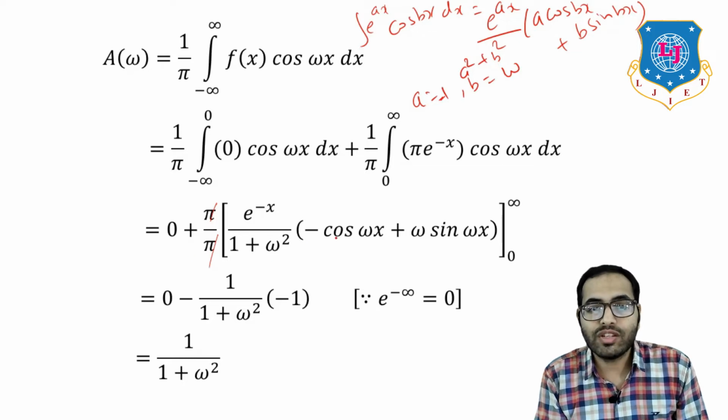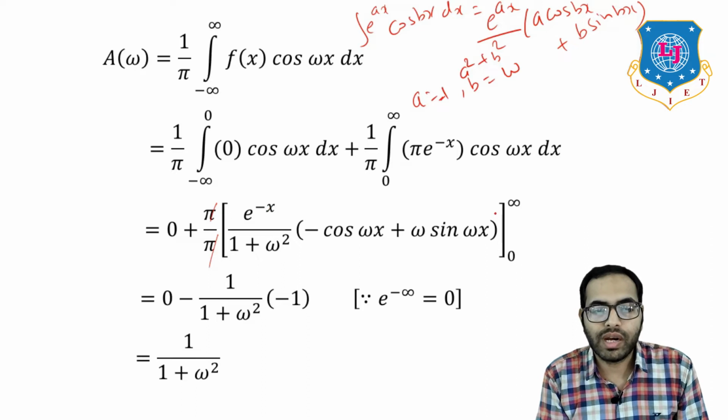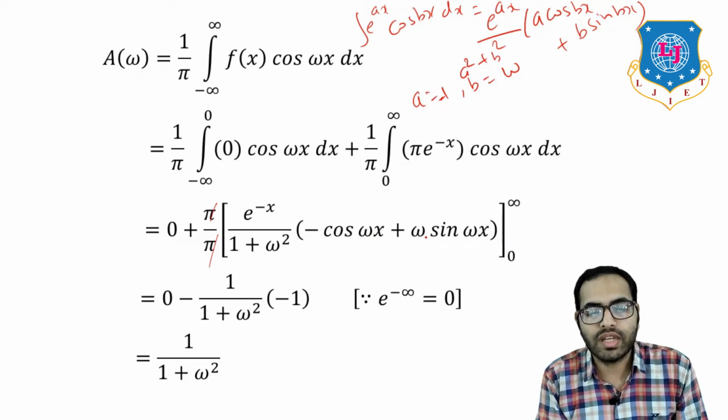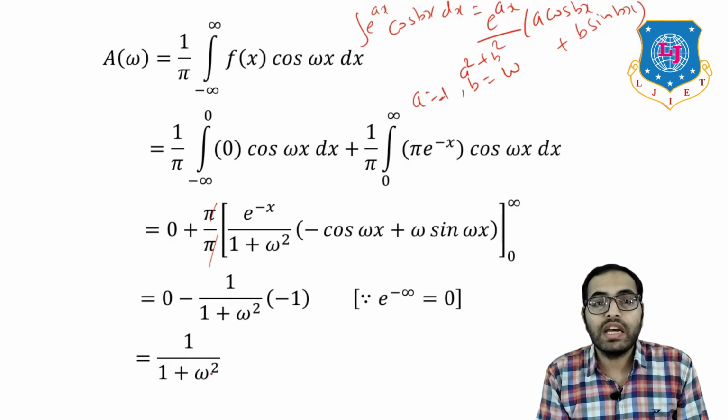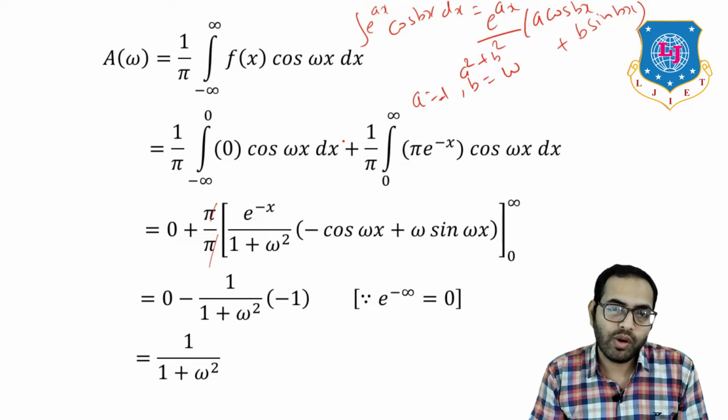Then e raised to minus infinity, that is 0, 0 into anything is 0. Then the upper limit is 0, and the lower limit has a minus: e raised to 0 is 1, then 1 upon 1 plus omega square, cos 0 is 1, sin 0 is 0, then 1 plus 0, then it is minus 1, then minus minus plus. So a of omega is equal to 1 upon 1 plus omega square. Similarly, we are just finding the values of b of omega.